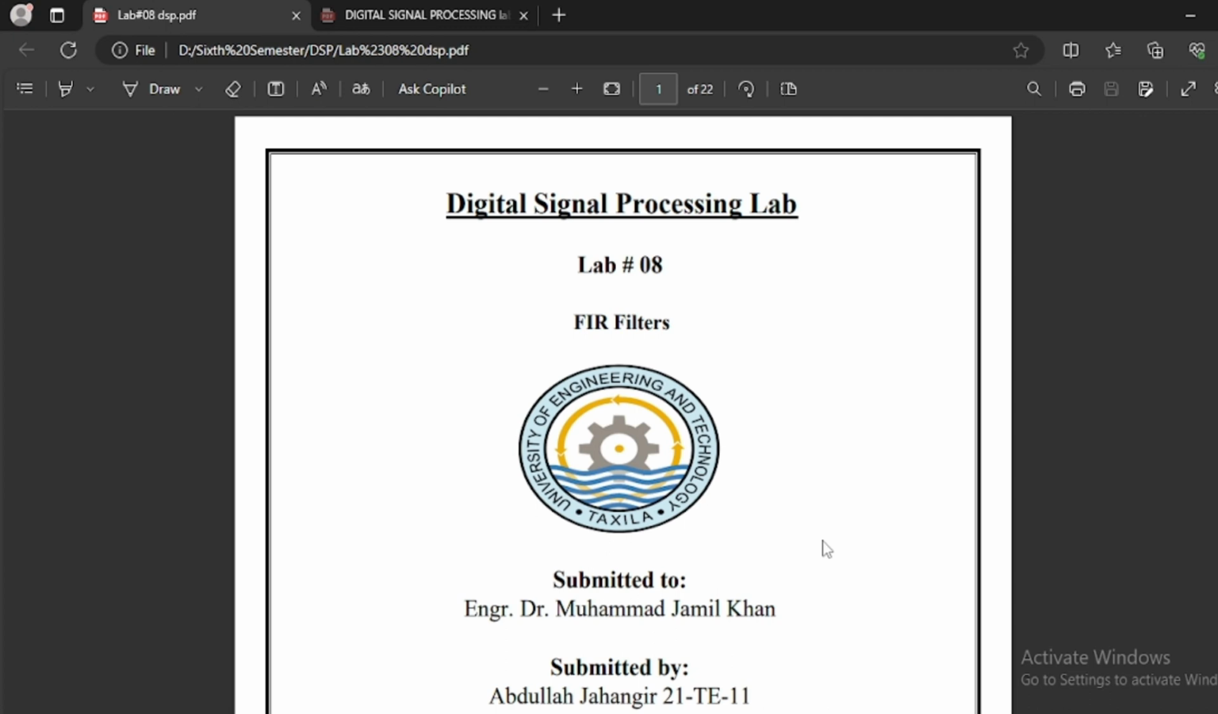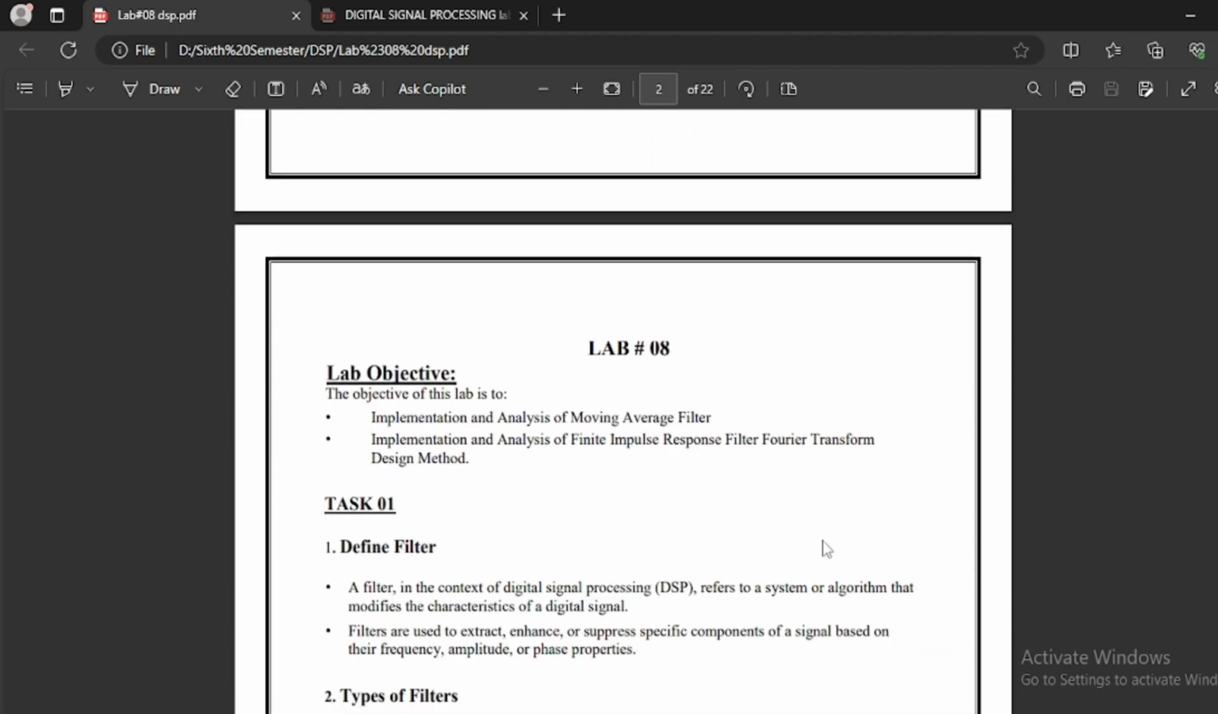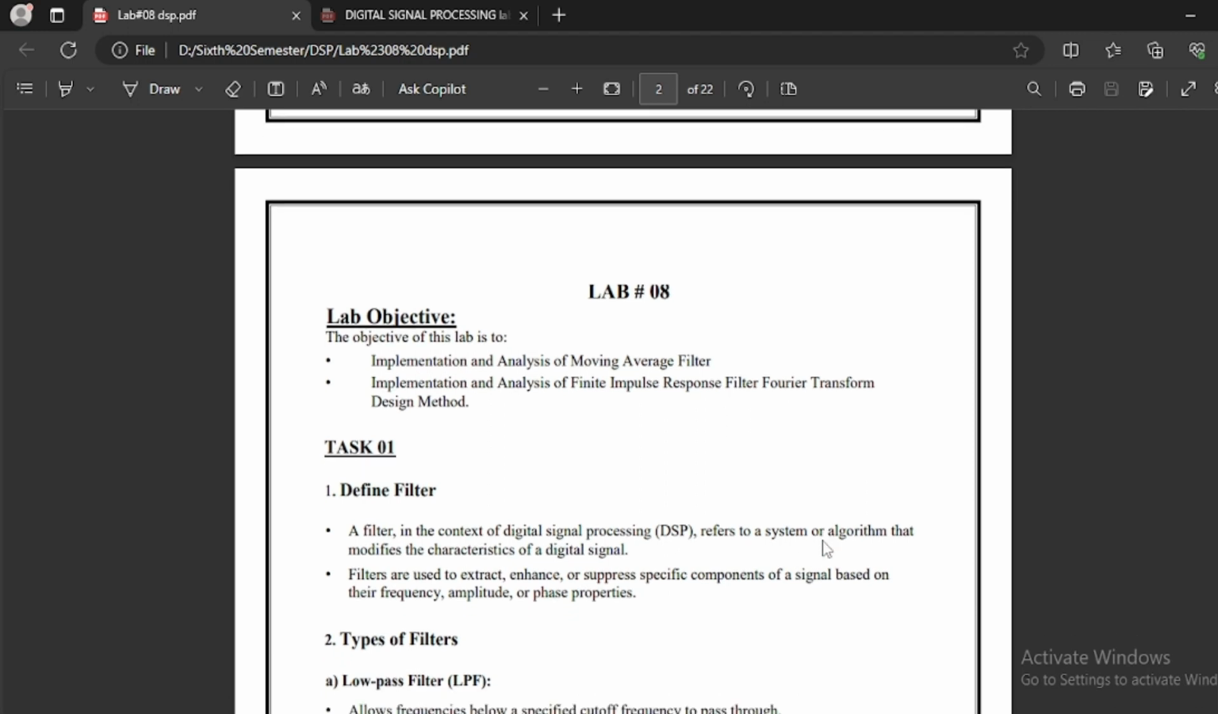Today I am going to explain the digital signal processing lab number 8. Lab title is FIR Filters. The objective of this lab is the implementation and analysis of the moving average filter, and the implementation and analysis of the finite impulse response filter Fourier transform design method. Basically, task 1 is define filter.